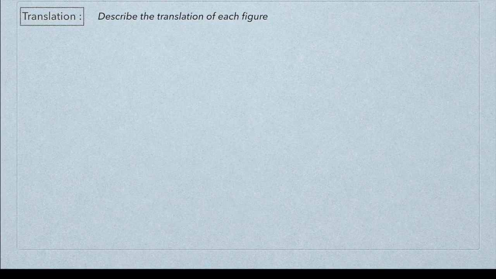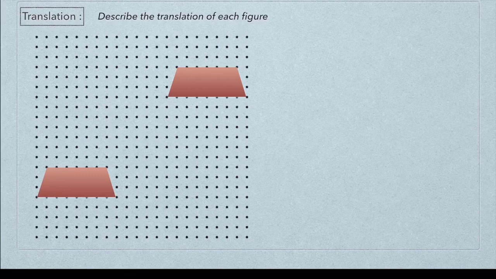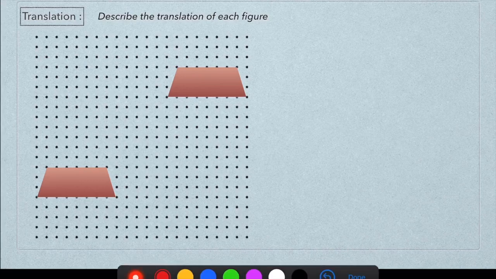Describe the translation of each figure. We have a trapezium here now. Now this is the translated form. Give me the directions. Okay, I choose 2 related corners. Okay, as I choose this one here, the related one is going to be this one here.